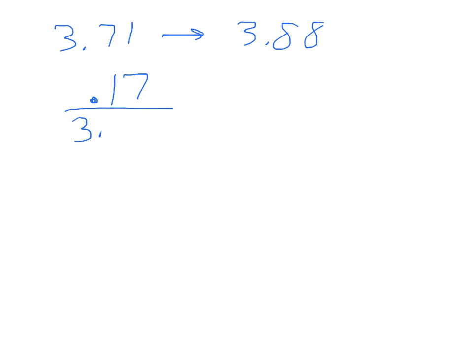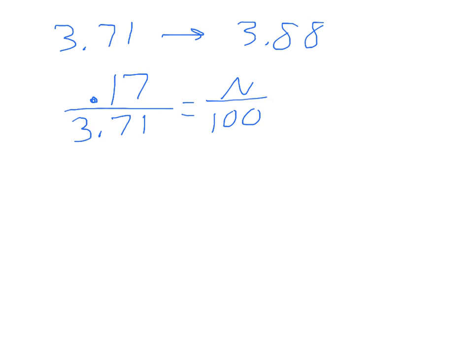So, if we're going to do this problem, we know we had $3.71, which went to $3.88. So as we were already told, the change in the amount was what? Was 17 cents. So that's the amount of change over, what was the original amount? 371. And I'll let that equal n over 100.